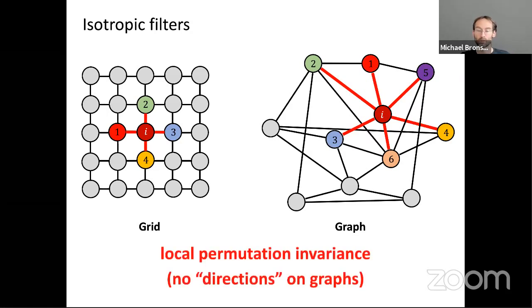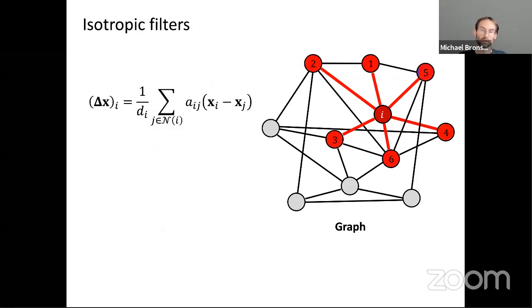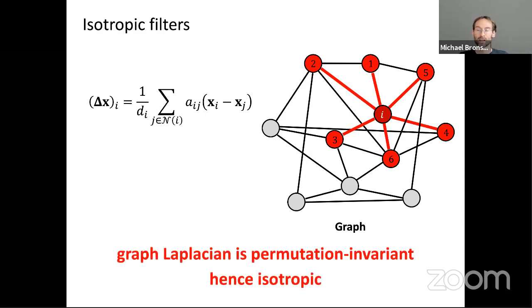Basically, there is some local permutation ambiguity. We don't have an immediate notion of directions on graphs. For example, if you compute the Laplacian, it averages the neighbors, and this is a permutation invariant operation. As a result, isotropic filters are obtained from this spectral construction.